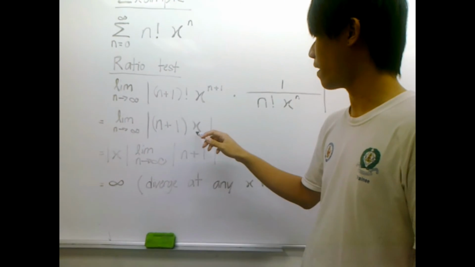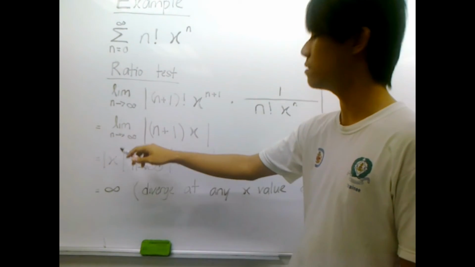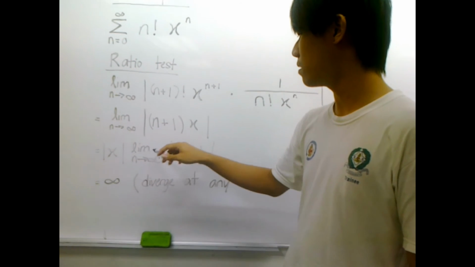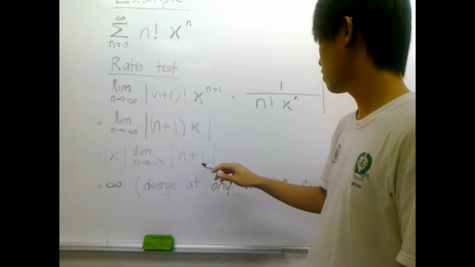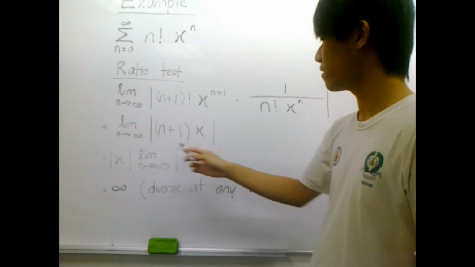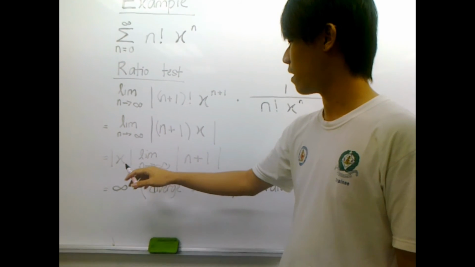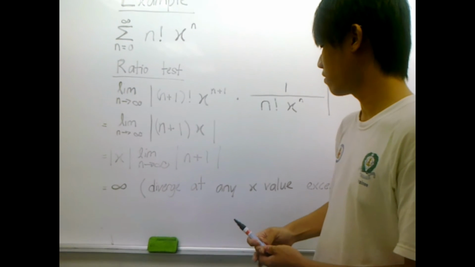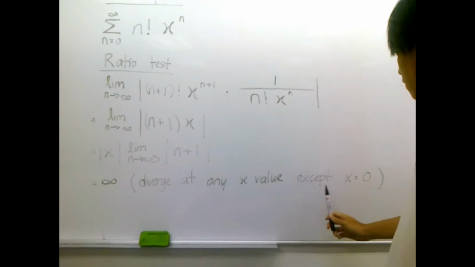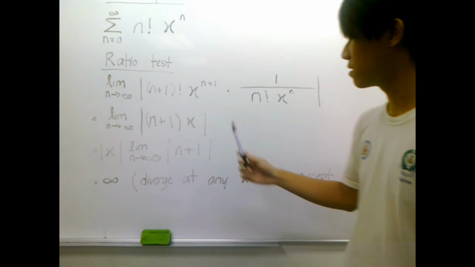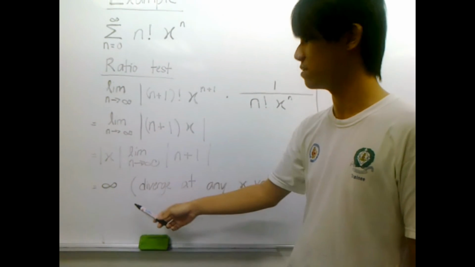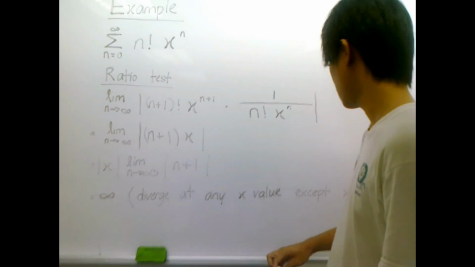And once again, we'll move x to the other side since it's not affected by the limit. And we'll have modulus x times the limit as n approaches infinity of n plus 1. And as you solve this, you'll get a value of infinity. And now you have x times infinity, and therefore this series diverges at any x value except for x equals 0, because if x is equal to 0, even infinity multiplied by 0, you'll get 0. So yeah, this is the answer.